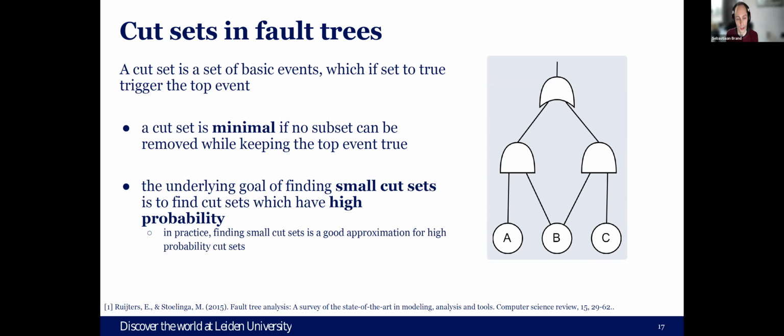The reason why we are looking for small cut sets is because we want to find sets of events which have a high probability of causing some critical failure. And it turns out in practice that finding small sets is a good approximation for finding sets which have high probability, even if we completely disregard these probabilities in the analysis.